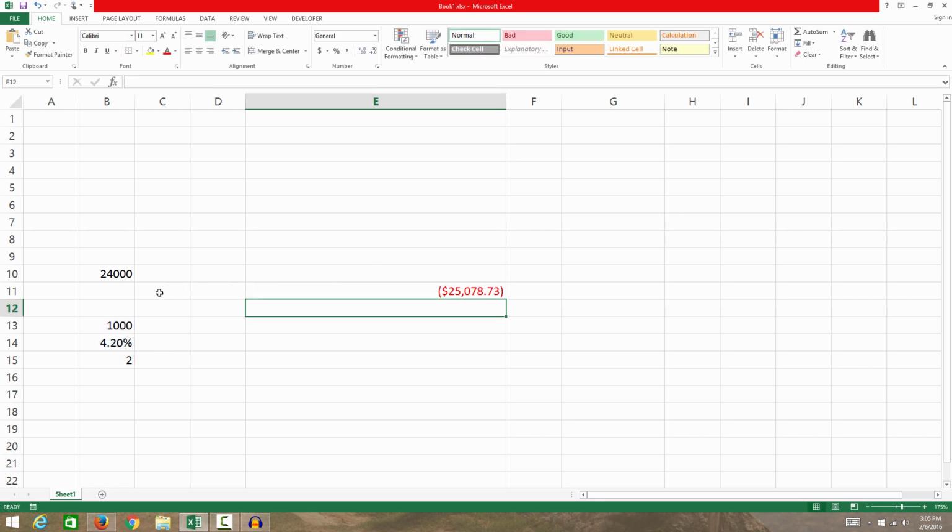So see, we have invested 24,000 but we are actually getting 25,078. So there is a benefit of $1,078.73. Okay, so in this way we can use this function, future value, to calculate the future value of any of our installments and all.